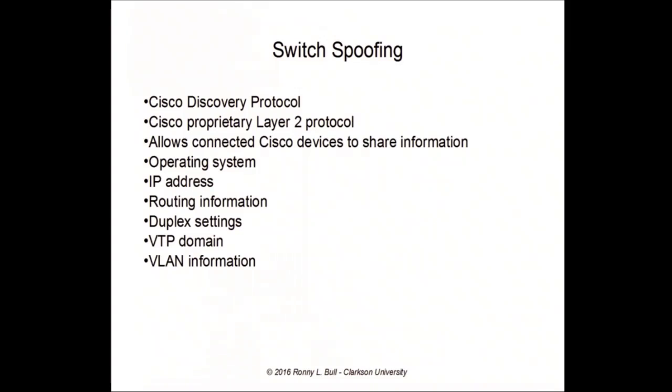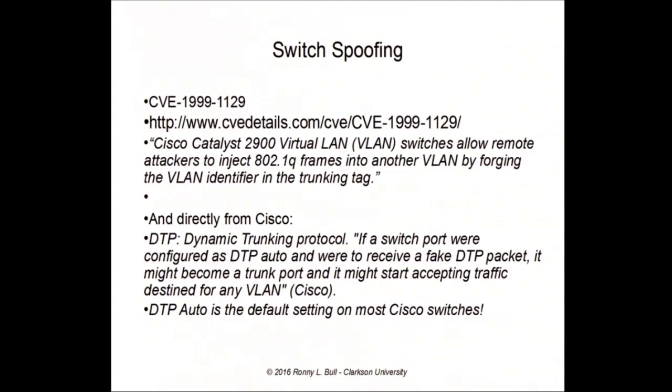A little bit about the Cisco Discovery Protocol. Basically, it's a proprietary protocol that Cisco has on their switches that allows two or more switches to identify each other's operating systems, automatically negotiate connections, things like that. So if we can find a vulnerability in that protocol and actually exploit it, we can get on a different VLAN. Couple more CVEs and vulnerabilities for switch spoofing.